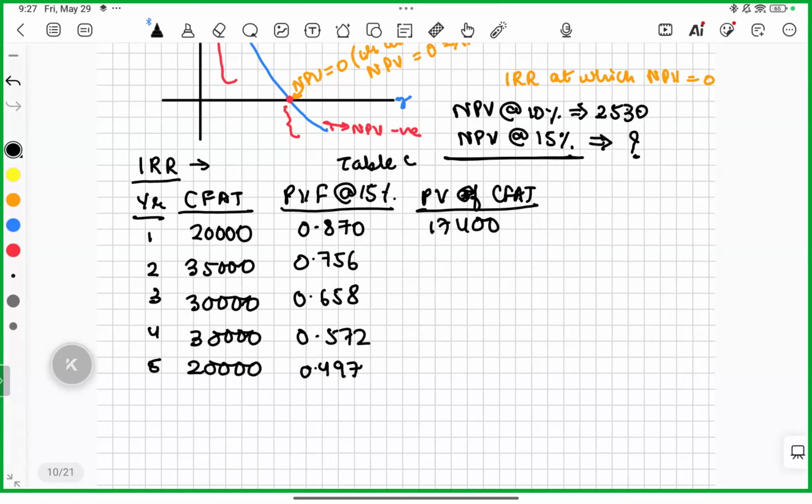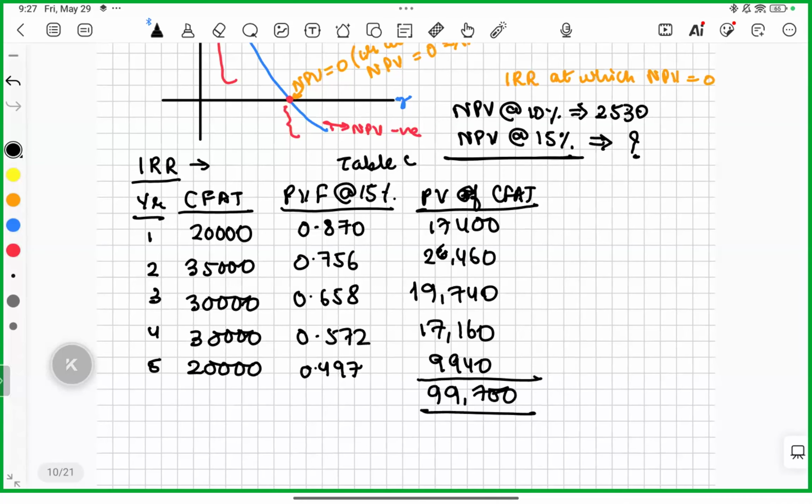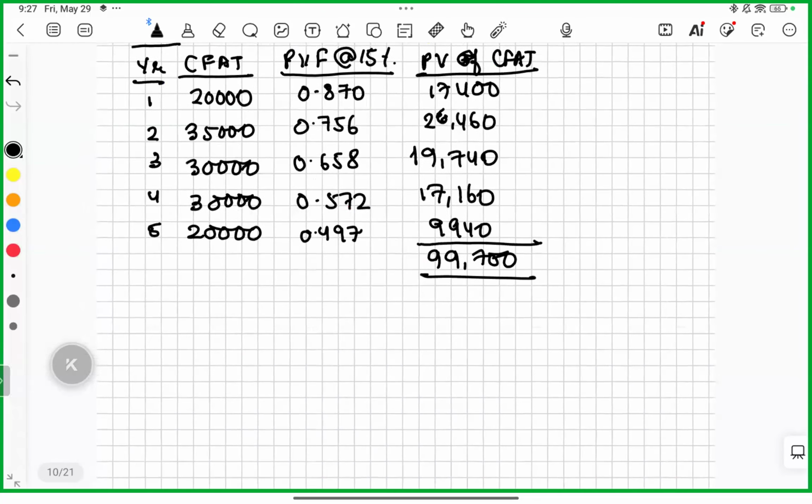17,400, 35,000 into 0.756, 26,460, 30,000 into 0.658, 19,740, 30,000 into 0.572, 17,160, 20,000 into 0.497, 9940, and make a total of this. Total will be 99,700. Okay, so this is present value of all cash flows, but at 15%.